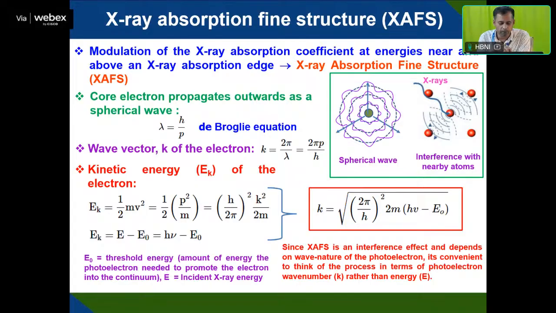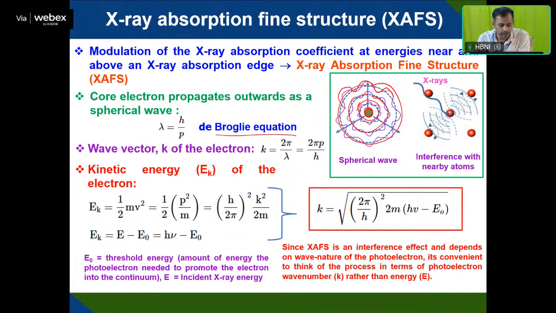So a core electron propagates outwards. As you know, this is a core electron, and it will propagate as a spherical wave function, like spherical waves. It is generated from here and then propagates out in all three coordinates, so it will be a spherical wave, where it follows the de Broglie equation, lambda equals h by p.